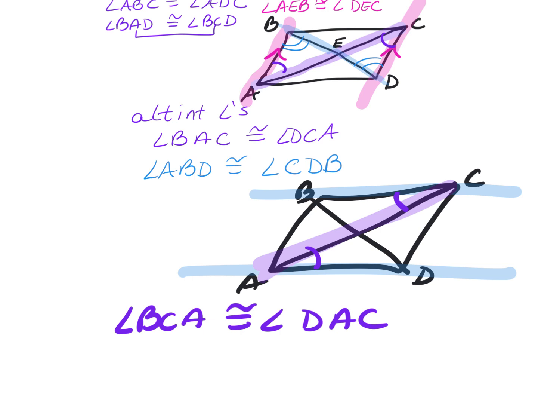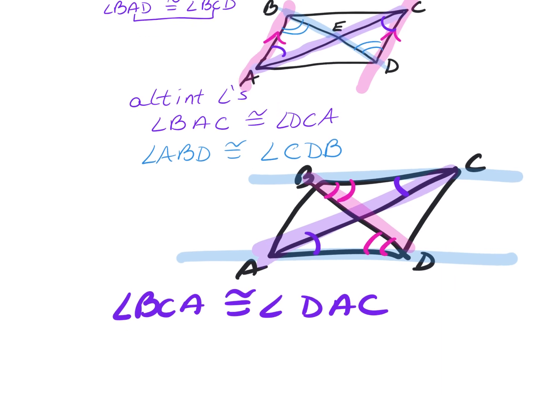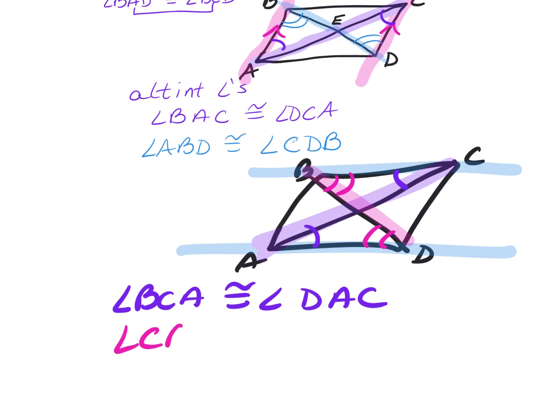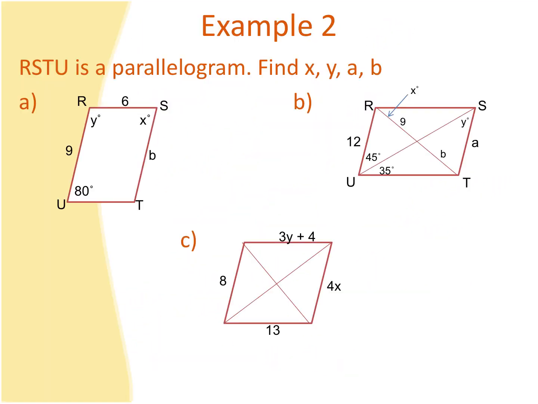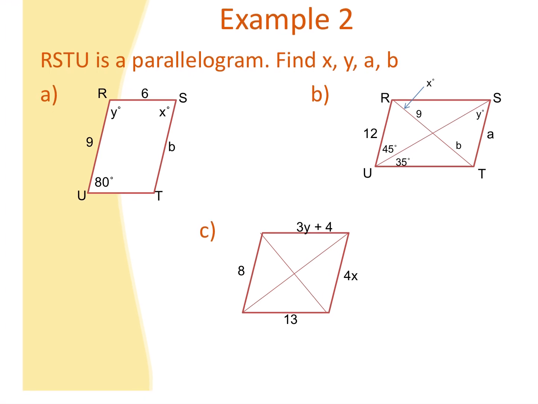And then if I use the other diagonal as a transversal, then that's going to create an angle right here that is congruent to this one here. So angle CBD is congruent to angle ADB. So lots of congruent angles in this picture. So all of these are parallelograms.